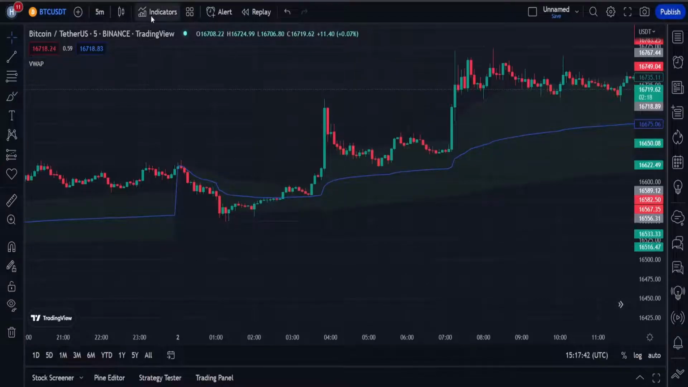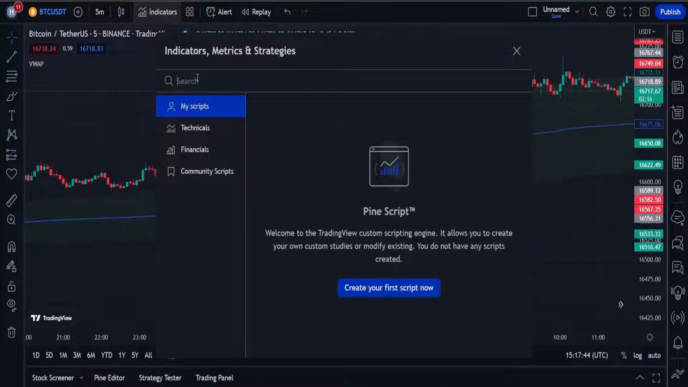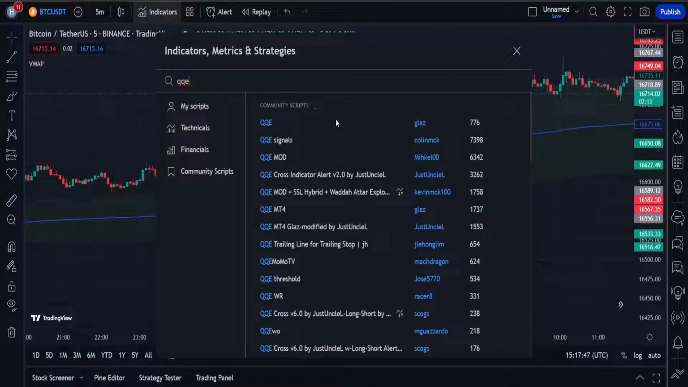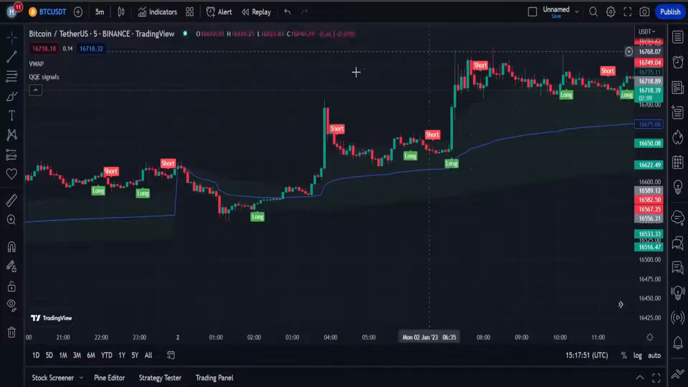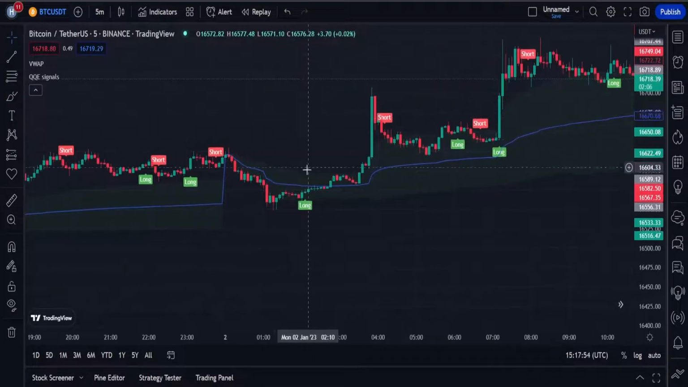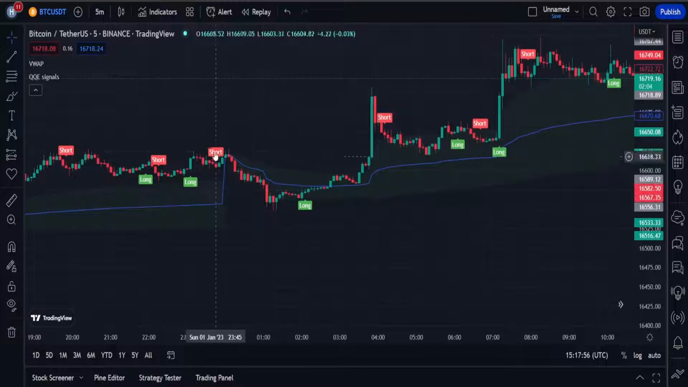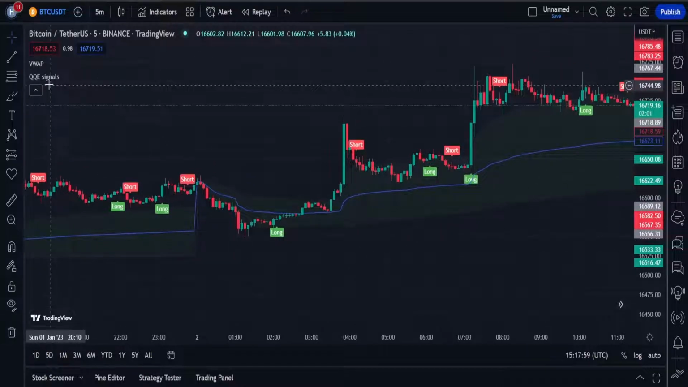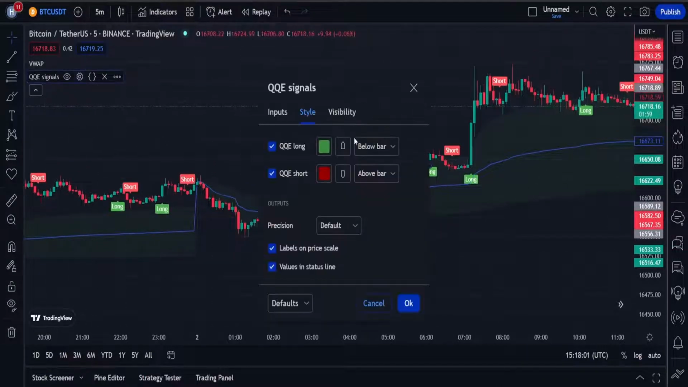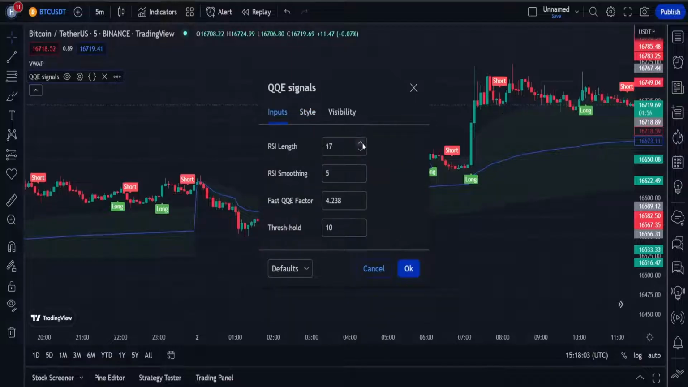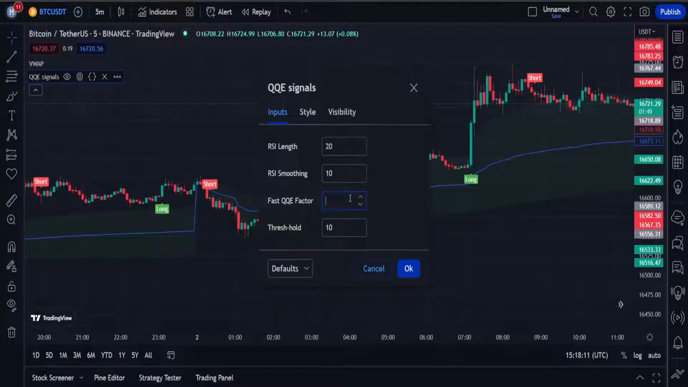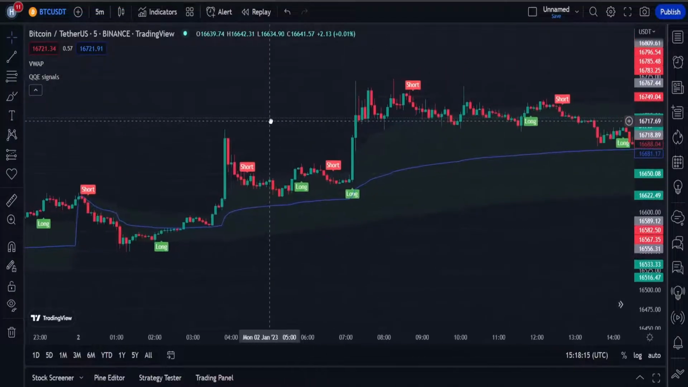Now for our second indicator, in the Indicators tab, we will search for QQE signals. It's going to be this indicator by Colin MCK. This is much easier to read than a regular QQE, because it prints buy and sell signals directly on a chart. So the next step will be to access the indicator settings, and in the Input section change the RSI length from 14 to 20. The RSI smoothing from 5 to 10. And the fast QQE factor to 3. These are the best settings that can be used for this indicator.